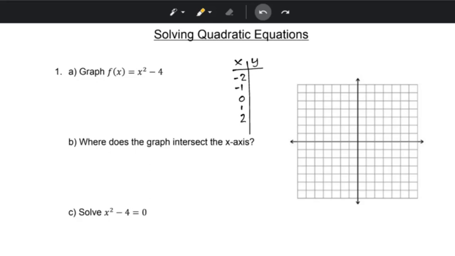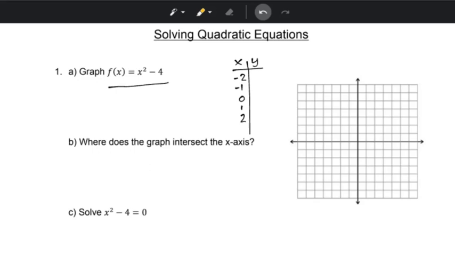Hey everybody, in this video and in the next few we're going to talk about solving quadratic equations. So we're going to do this a few different ways in each different video, but we're going to start with graphing. So this first question, we're going to graph our function f of x equals x squared minus 4.